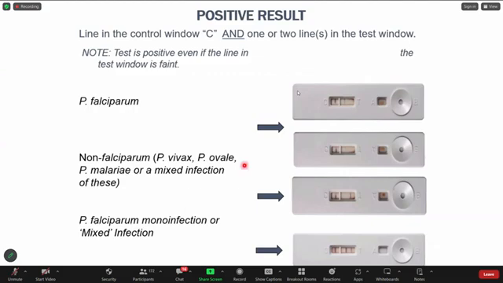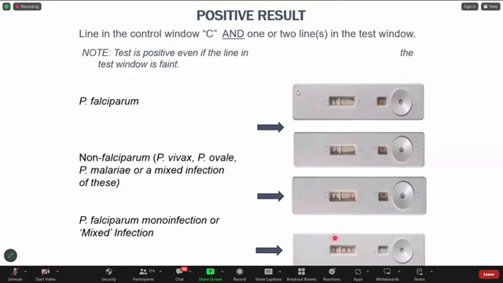Even if the line is faint, we don't report faint or weakly positive. No, we report it as positive. Like this first one here, there is one line in the window labeled T, and there is also a line in the control window. This is positive. Then the next one, there is a faint line in the window labeled T. This one is also positive. Then there is one line again in the window labeled T, but in a different position from this one. So you have seen, this is also positive.